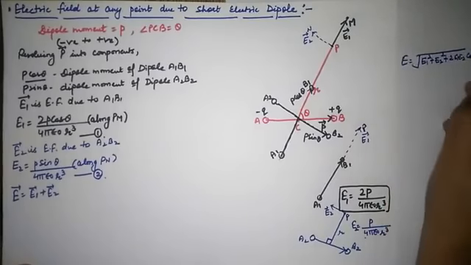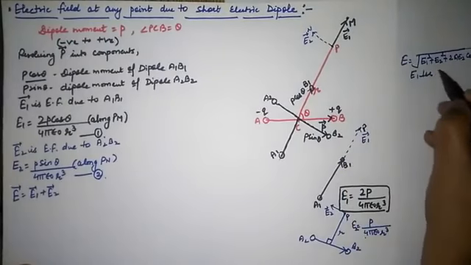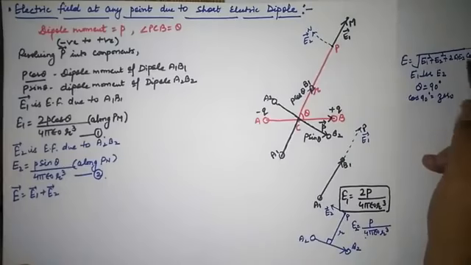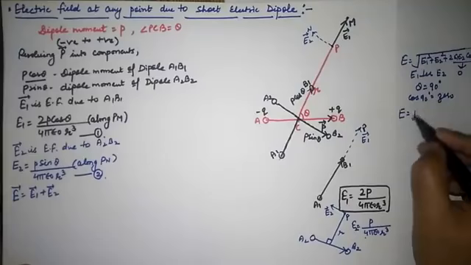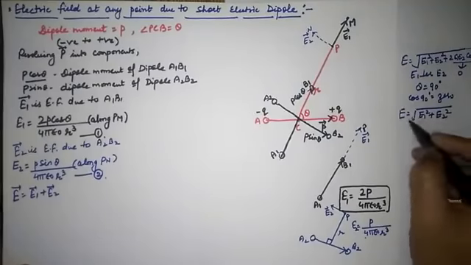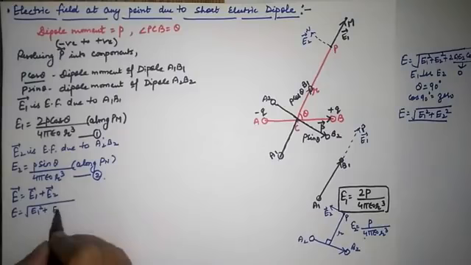Okay, and here E1 is perpendicular to E2. So theta is equal to 90 degrees. So cos 90 is 0. So this term will become 0. So what is E? E is equal to square root of E1 square plus E2 square. Okay. So E is equal to square root of E1 square plus E2 square.